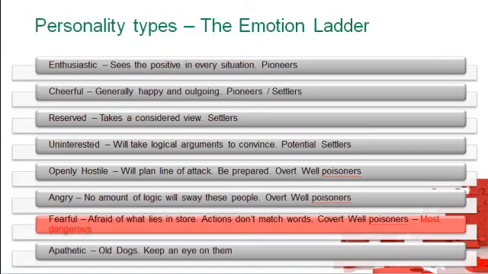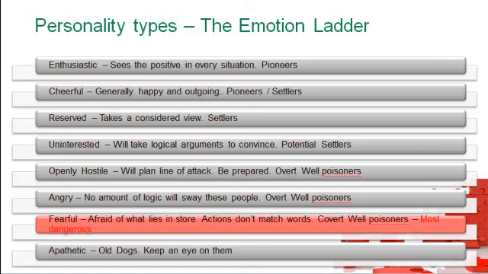And you got the ones who are uninterested. They'll take a logical argument to convince them. They're potential settlers, but very much sat on the fence. Then you got the ones that are openly hostile. They'll plan their line of attacks or be prepared for these. They are the overt well poisoners. The openly hostile people as well, if you can find out why they're openly hostile, there's a good chance you can turn these people with the right arguments, and if you can get the what's in it for me nailed for these people. And you've got the angry people.